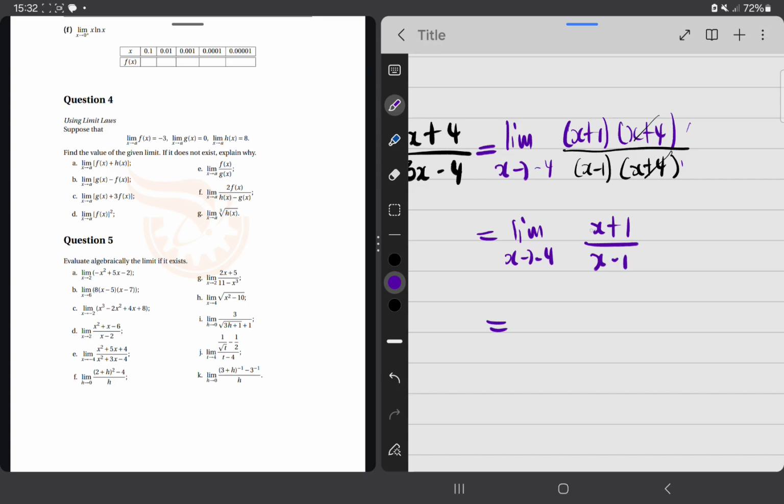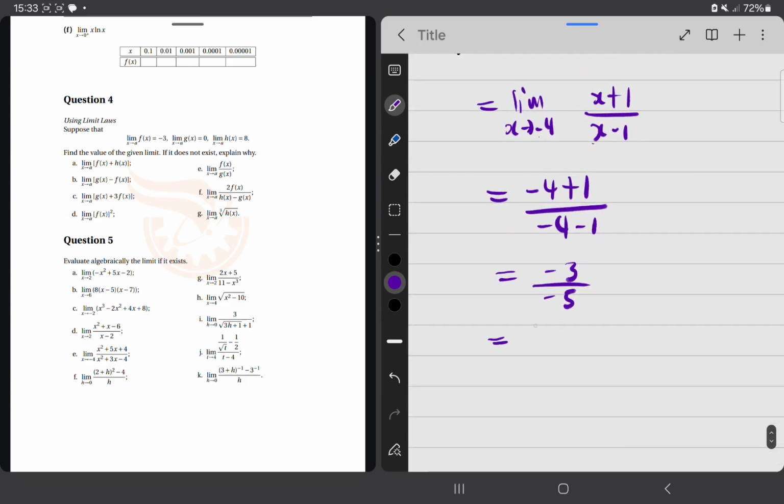Now, what are we going to do? When we have a rational function like this, we try to substitute. -4 goes where x is. Will I get 0? No, I won't. So let's substitute. This is going to be -4 plus 1, wherever there's x we're now putting -4, over -4 minus 1. This is going to be -3 over -5. Since negative and negative cancel out, this is going to be 3 over 5. And here is going to be our final solution for this one.